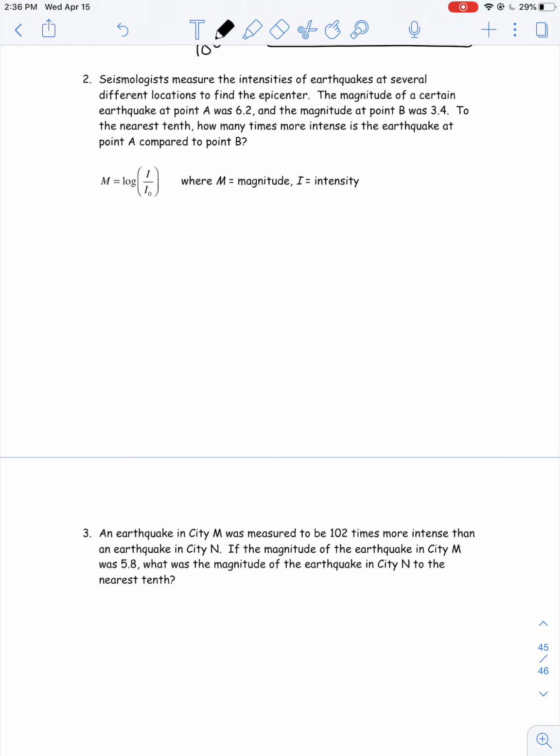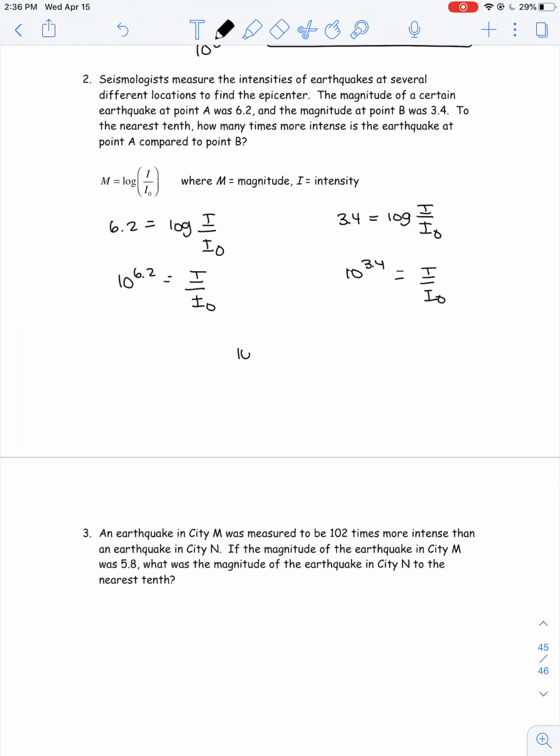So what we're doing is finding the intensity of one earthquake. What you want to remember is that 6.2 is equal to log of I over I0, and the other one is going to be 3.4. Now we're going to change it into exponential form. It's going to be 10 to the power of 6.2 is equal to I over I0, and this one is 10 to the power of 3.4 is equal to I over I0.